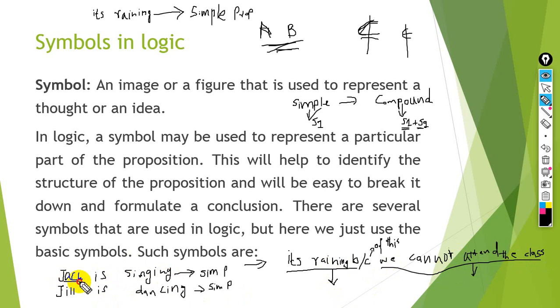So now Jake is singing, so this is the first part of the proposition, this is the second part of the proposition. So we can say that by using symbols we are representing a part of a proposition. This will help to identify the structure of the proposition and will be easy to break it down and formulate a conclusion.